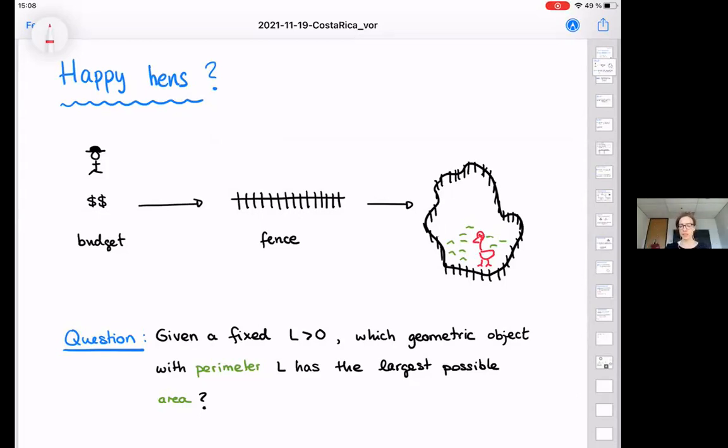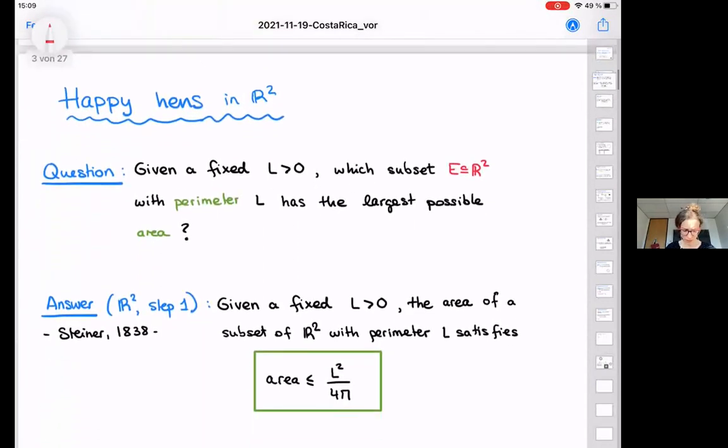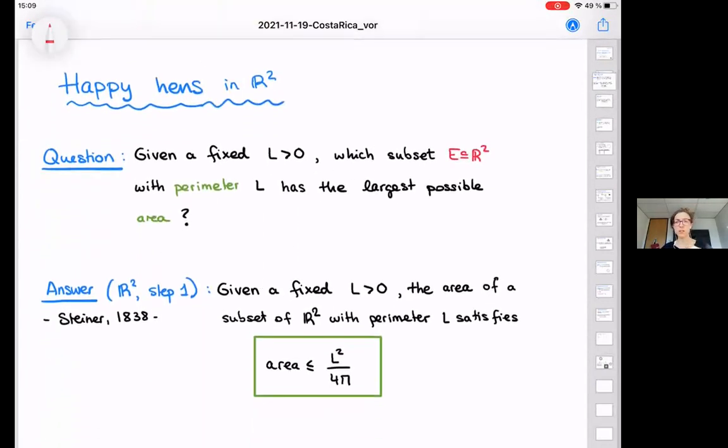I have a fixed L, so this is L, the length of the fence, and I'm asking myself, well, what is the geometric object with this perimeter that has the largest possible area? Okay, that's the problem. So now we are going to try to formulate this in more mathematical terms. First of all, we ask this in R2, in the plane. And so now what we are asking ourselves is, what is the subset of R2 with this perimeter L that has the largest possible area?